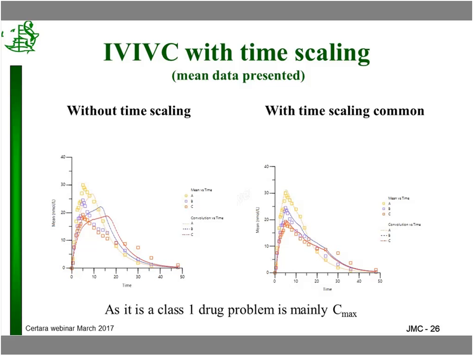With the common time scaling, which is on the right part of this slide for the three formulations A, B, and C, you can see that I can predict accurately the Tmax, the Cmax, and the AUC of the three formulations. So with my time scaling, which is common for the three formulations, I have a successful IVIVC.